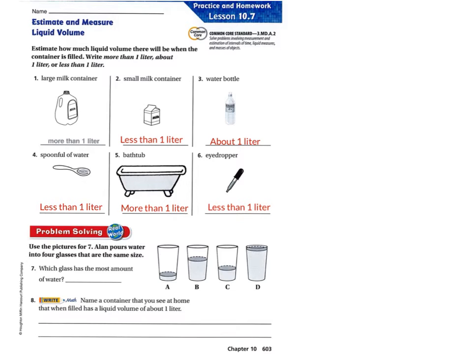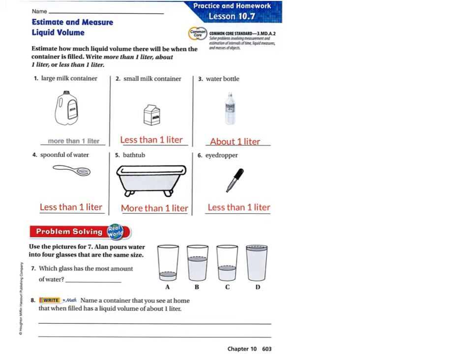Okay, let's talk about number 2. Number 2 is a small milk container. These are the containers like the ones you find in the cafeteria. They're small, they're itty bitty. So this would be less than a liter. Remember, a liter is about the size of a larger water bottle, so that's definitely less. Number 3, there's our water bottle that we keep talking about. Remember, a water bottle is about 1 liter.